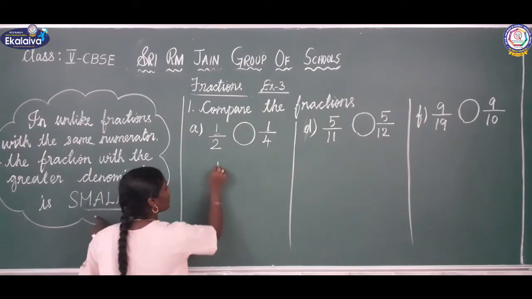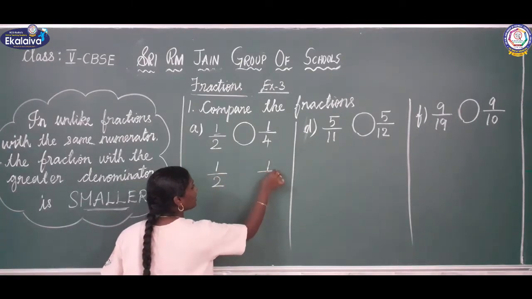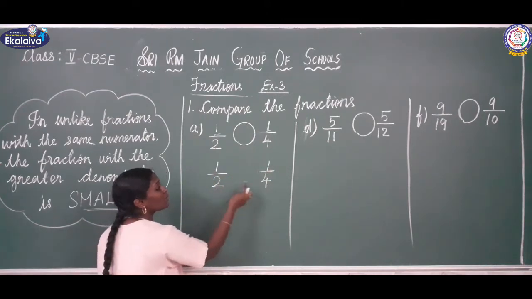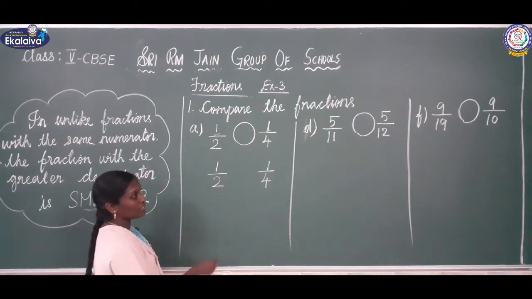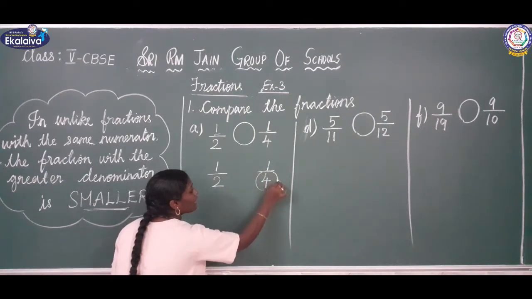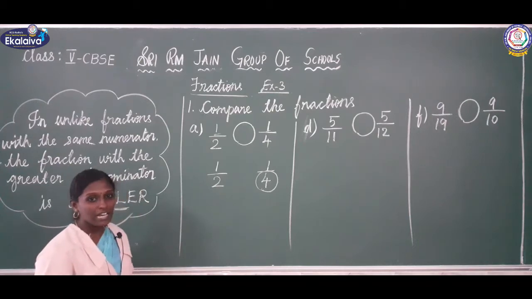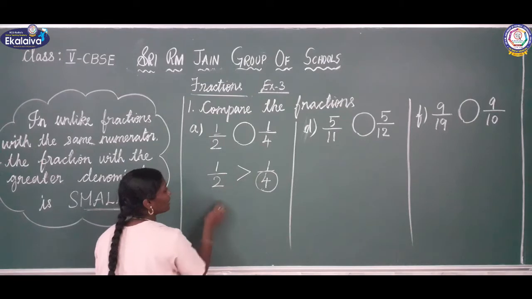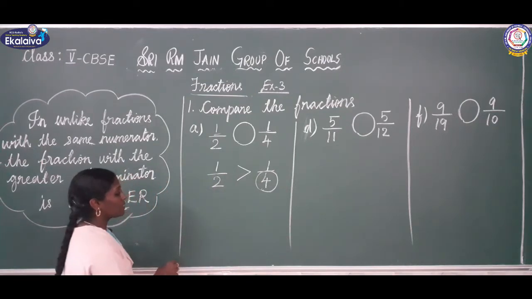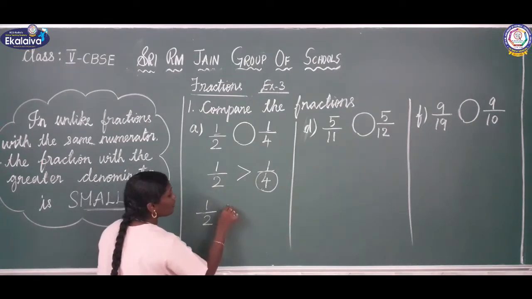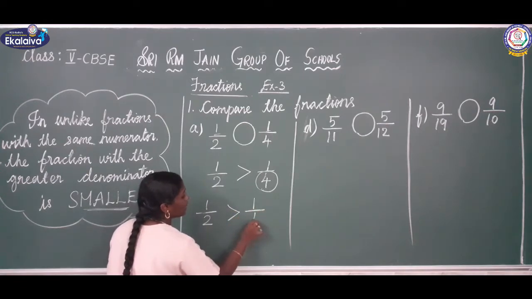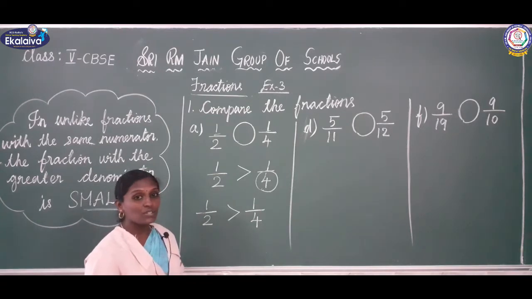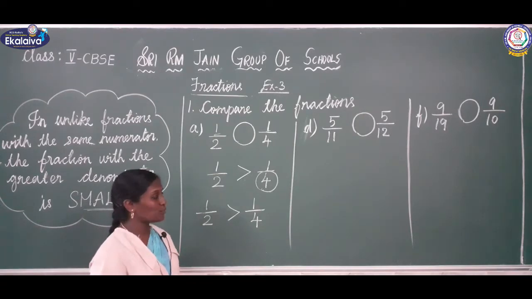Here we are having 1 by 2 and 1 by 4. Here the numerators are same, so we have to compare the denominators. The fraction with greater denominator has smaller value. So 1 by 4 is the smaller, 1 by 2 is greater. So which fraction is greater? 1 by 2 is greater than 1 by 4. The fraction with greater denominator is smaller.